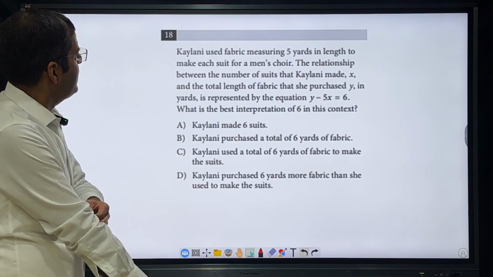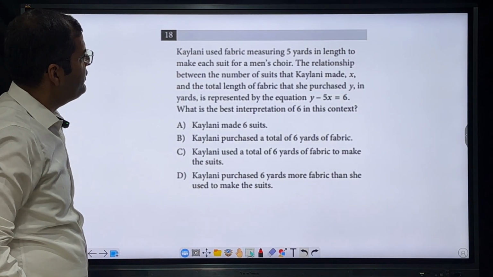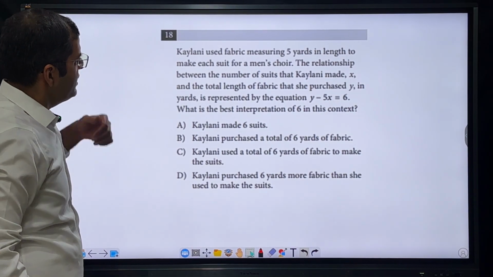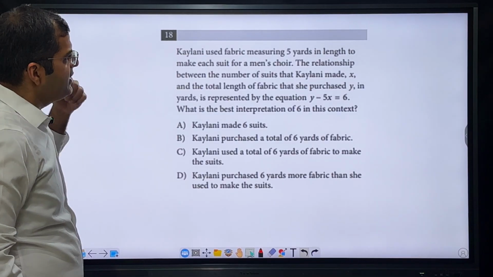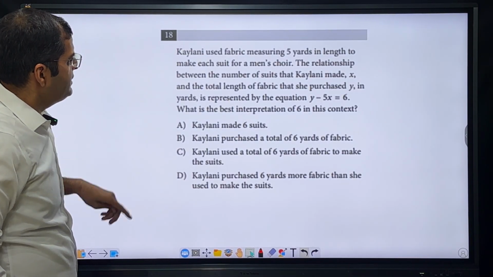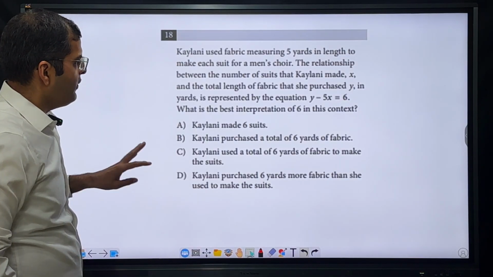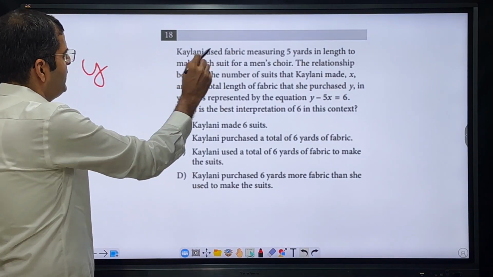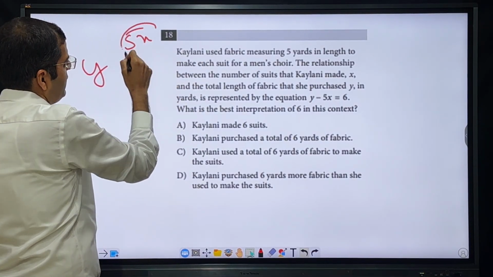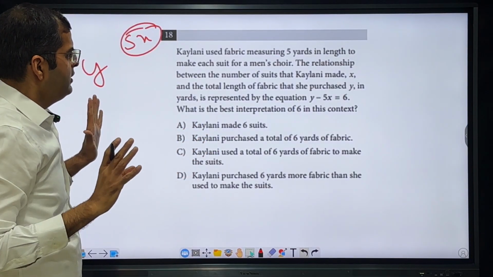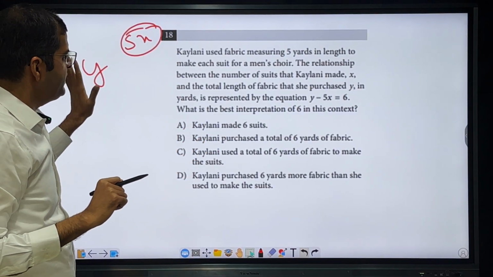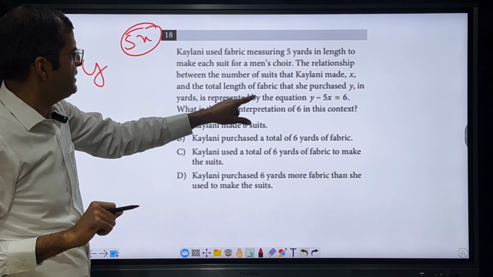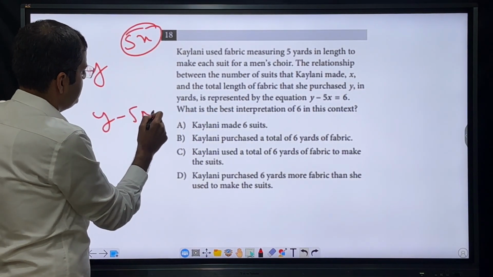Now it says Kailani used fabric measuring 5 yards in length to make each suit for a men's squad. The relationship between the number of suits that Kailani made, which is x, and the total length of fabric that she purchased, y. So y is the fabric she purchased, and she made x suits, and for one suit she is using 5 yards. So in all, Kailani is using 5x yards of fabric, but she purchased y yards. So the relationship between the number of suits and the yards purchased is represented by the equation y minus 5x is equal to 6.